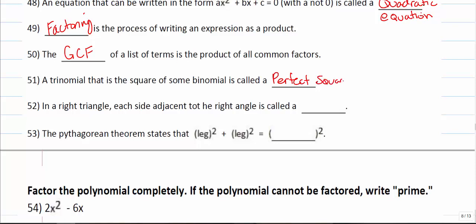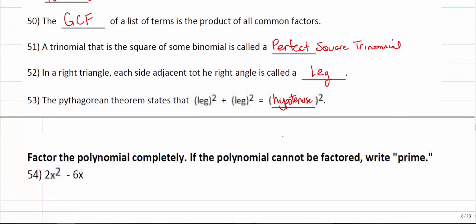I can go ahead and tell you that the next 2 questions will not be on the test, but it's leg and hypotenuse. But let's look at some of the next problems because they will be.